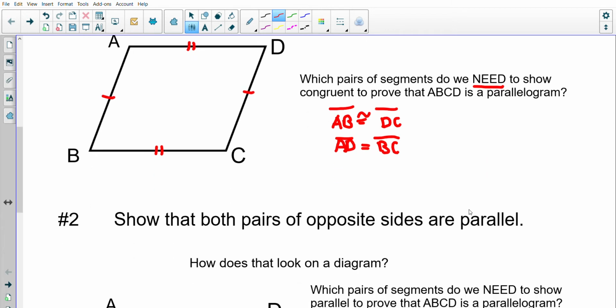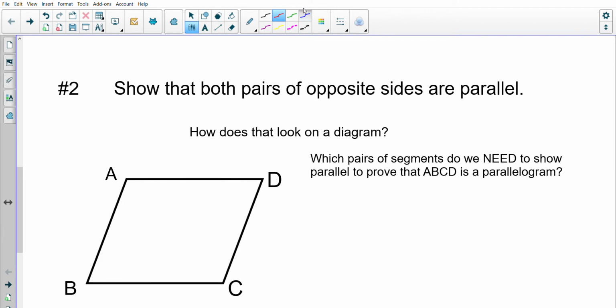Now let's look at the second way. The second way that we can show that a figure is a parallelogram is to show that both pairs of opposite sides are parallel. There are certain markings we need to show this: little arrows on these segments. There's 1 pair of opposite sides that are parallel, and here would be the second pair of opposite sides that are marked as parallel. If we can show that both pairs of opposite sides are parallel, this thing is a parallelogram. That's all we need to do to show it.